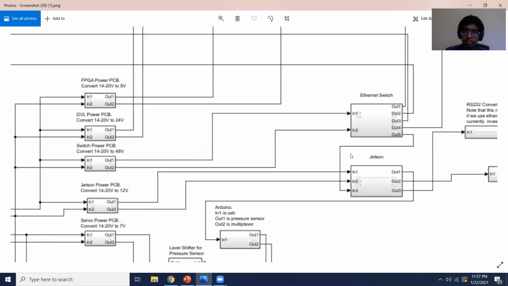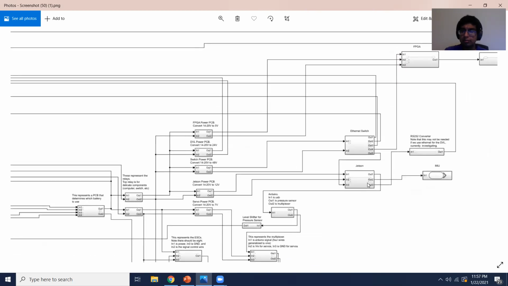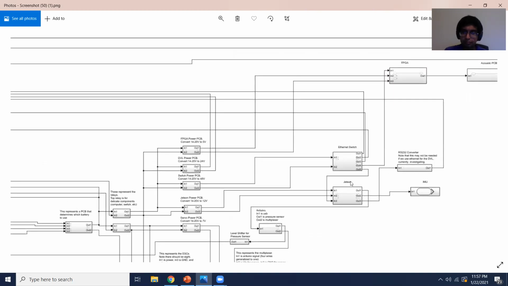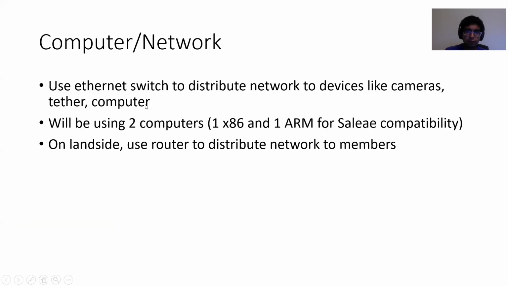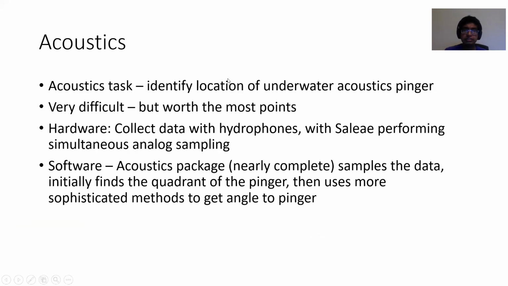I should probably also mention that the Jetson and the Ethernet switch have their own power converters that I mentioned before. And so that is our computer and networking system. All right, and then finally we have acoustics.